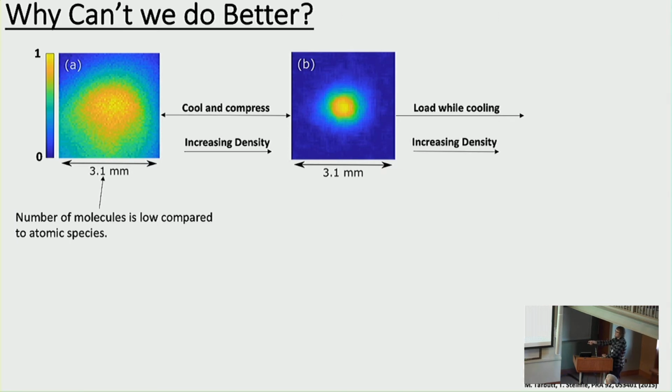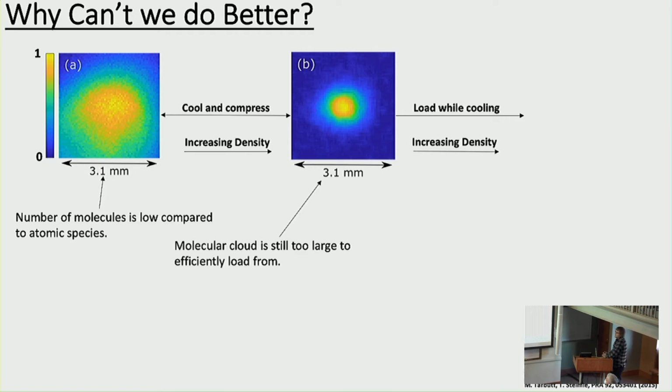So number one, as you know, the number of molecules is low compared to atomic species. There are groups here that can trap like 1 million molecules. We're not quite there on YO. But in the last year, we actually significantly increased the number of molecules we trap into our dual frequency MOT by improving slowing. But I'm not going to concentrate on that today. But if you want to ask questions, I'm very happy to talk to people throughout the talk on it.